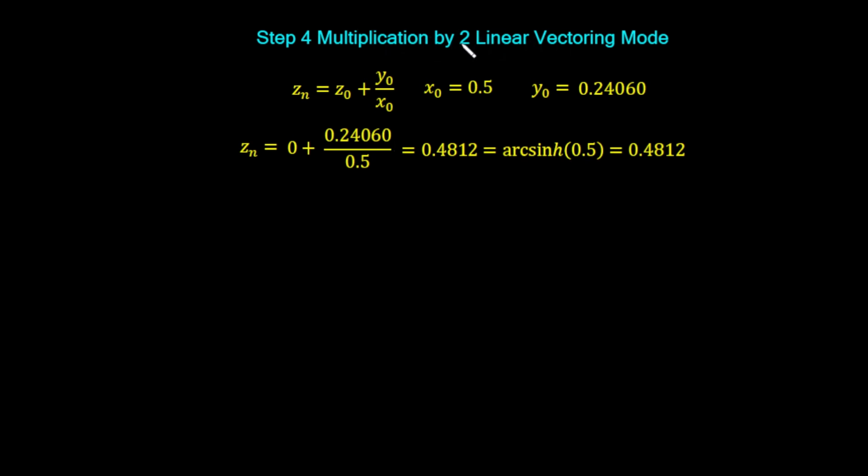So let's go to the final stage. In the final stage, again, we're going to have to multiply by 2, but we do this via the division algorithm, which is the linear vectoring mode, and we just divide by a value of 0.5, which is equivalent to multiplying by 2. So in this case, our value for x0 is equal to 0.5, our y0 is just the output from the previous stage, which is 0.24060, and we have the 0 here for our initial angle z. So we're going to have this divided by this, which will give us 0.4812.